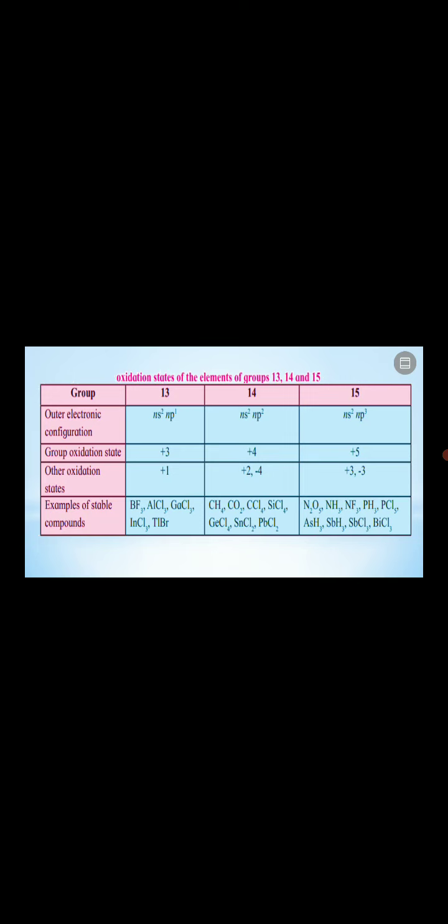And the last, group number 15, having outer electronic configuration ns2 np3. Group oxidation state +5, other oxidation state +3 or -3. Some stable examples of compounds: N2O5 dinitrogen pentoxide, NH3 ammonia, NF3 nitrogen trifluoride, PH3 phosphine, PCl5 phosphorus pentachloride, AsH3 arsine, SbH3 stibine, SbCl3 antimony trichloride, BiCl3 bismuth chloride.